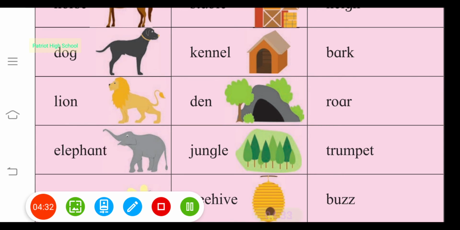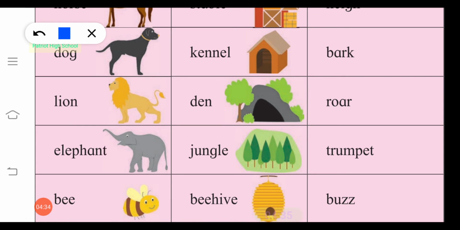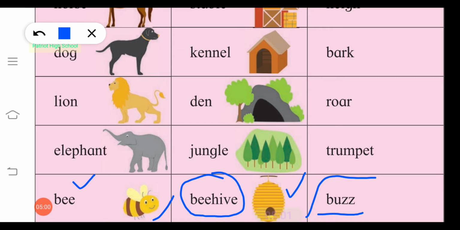Next is a bee. A honeybee. This is the honeybee. It stays in a beehive. The beehive is made by the bees themselves. The kind of sound it creates is a buzz. A bee buzzes. The sound of a bee is known as buzz.